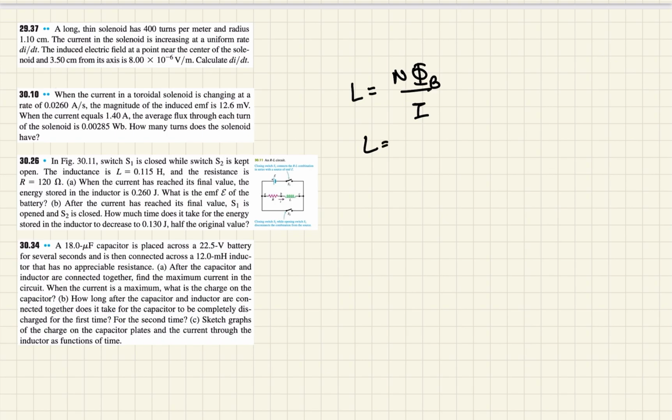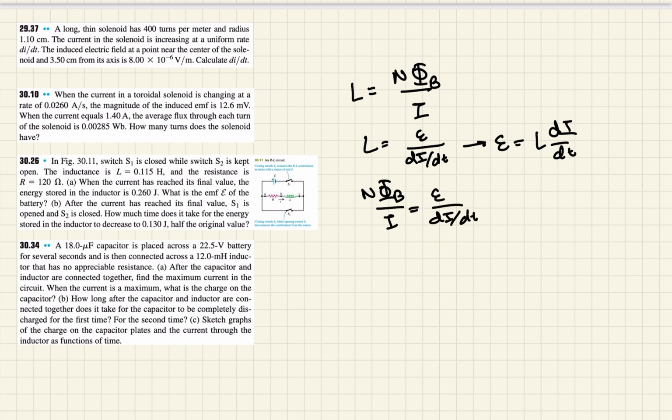And also we know L is equal to EMF over di/dt. Why? Because EMF is equal to L times di/dt. That's on the equation sheet. Technically negative L, but we're dealing with magnitudes here. Okay, so combining those two, we get N times the magnetic flux over I is equal to EMF over di/dt. And you're going to want to solve for N. So multiplying both sides by I and dividing by magnetic flux, we get N equals EMF times I over magnetic flux times di/dt. And we just plug in what we know.